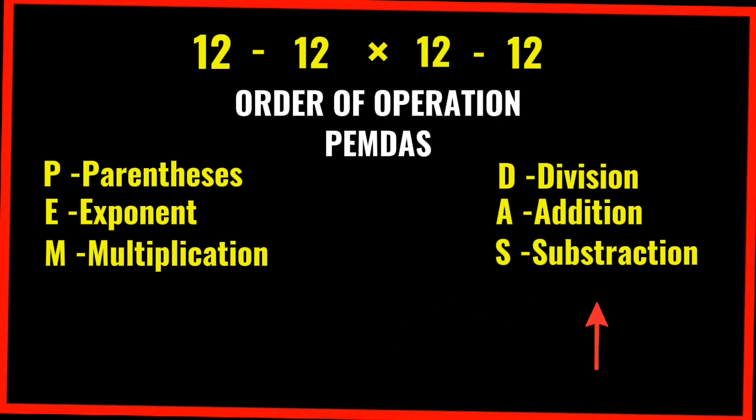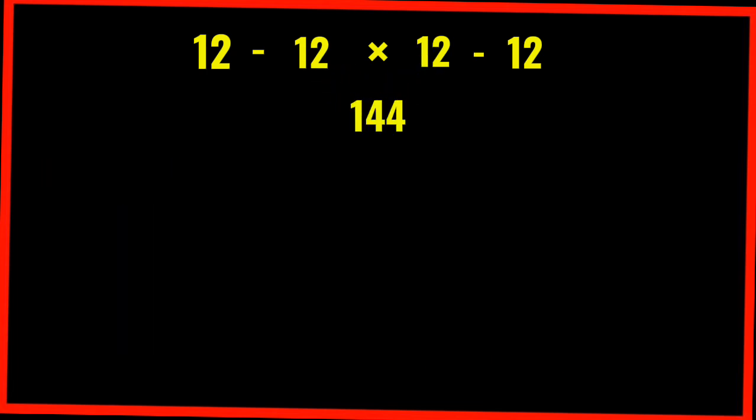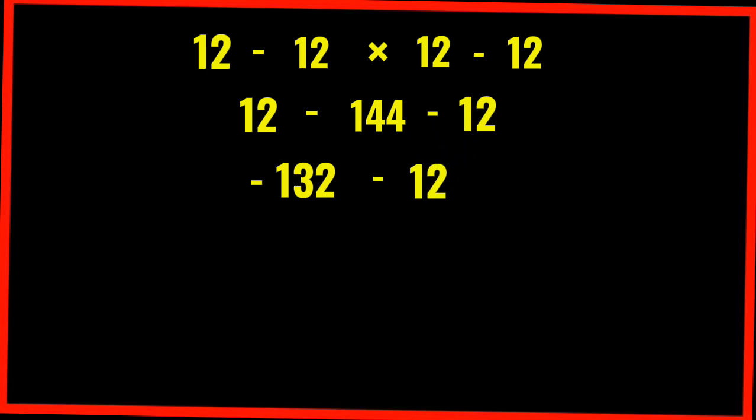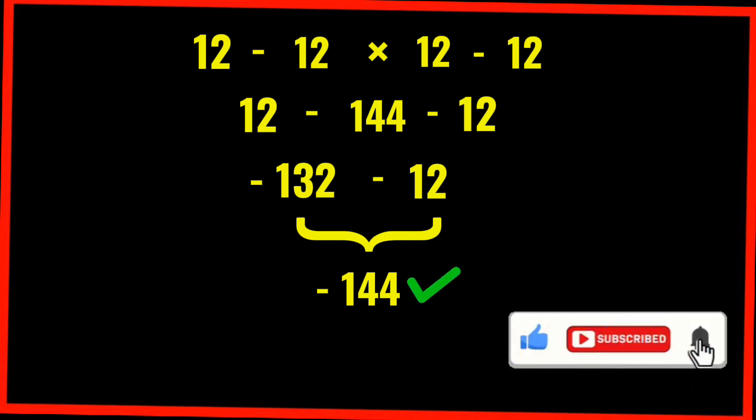So first, we calculate 12 times 12, which equals 144. Now the expression becomes 12 minus 144 minus 12. Next, we handle subtraction from left to right. 12 minus 144 gives negative 132, and then negative 132 minus 12 gives negative 144. Therefore, the correct answer is negative 144.